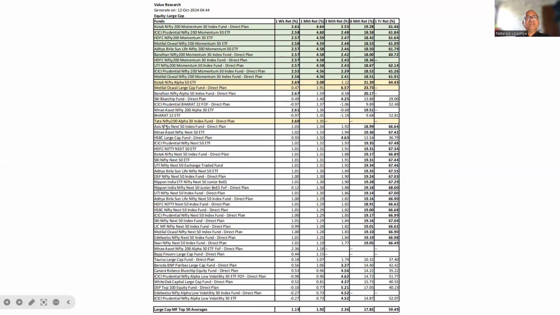Next one is Tata Nifty 200 Alpha 30 Index Fund, 2.6% for the week. Then monthly return is not impressive, so I would not consider it at this stage.